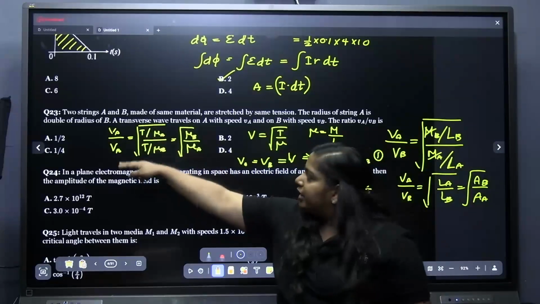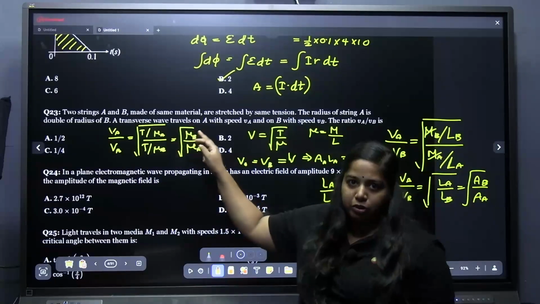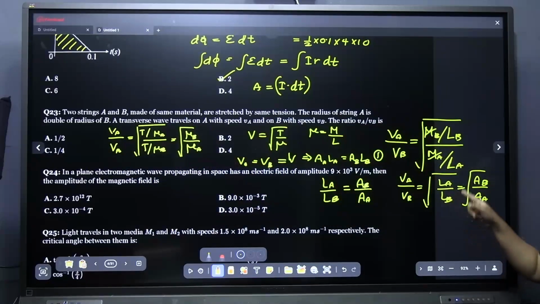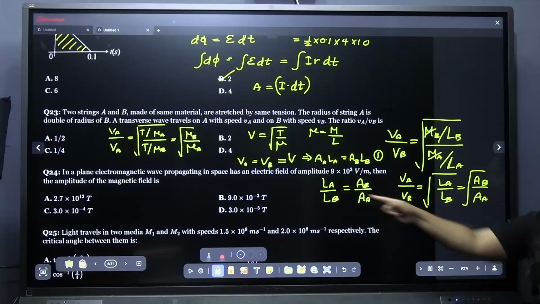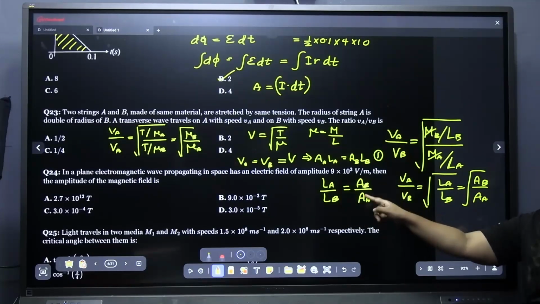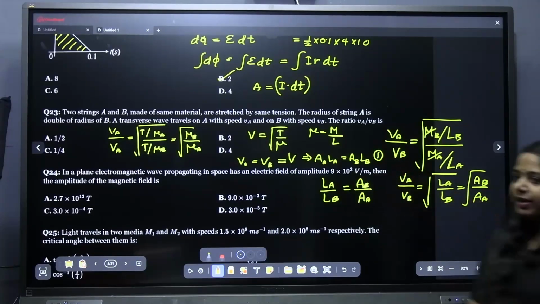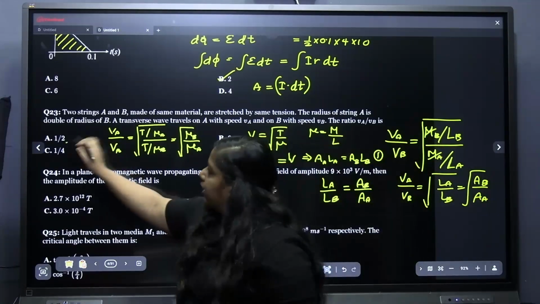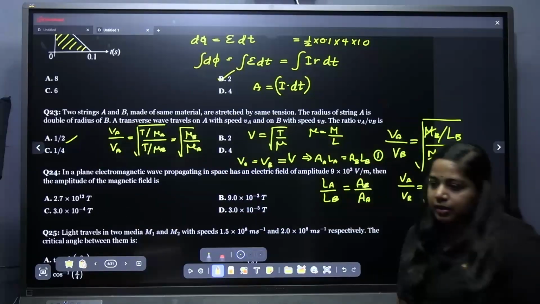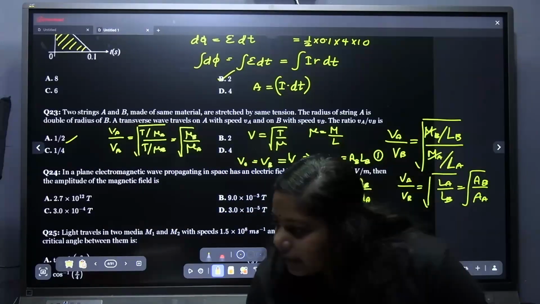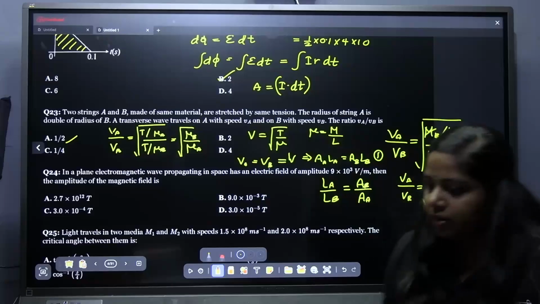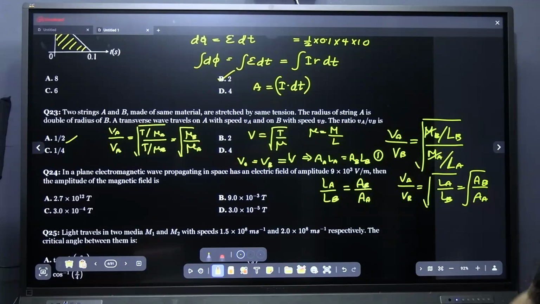Now ratio of VA by VB, when we substitute the formula, finally we will get root of LA by LB. LA by LB is area ratio, we substitute that, area is pi r square, we will cancel common things, and finally we will get the answer. Okay, is it clear now?